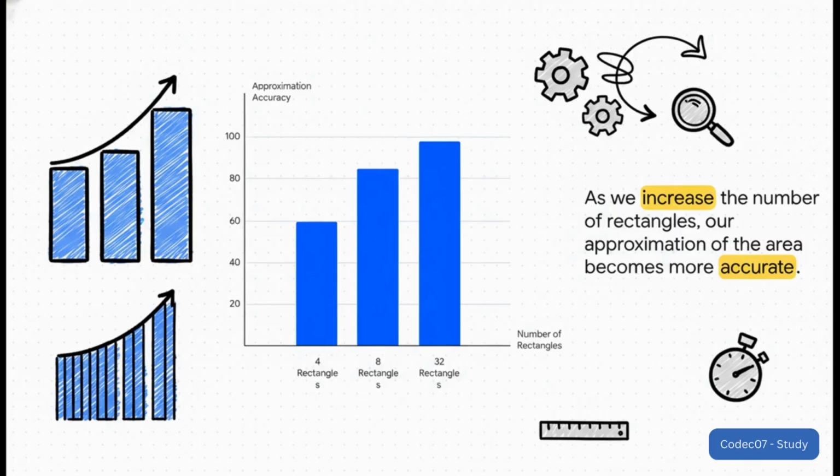But look what happens when we use 8, and then 32. The more rectangles we use, and the skinnier they get, the better they hug that curve. The total area of all those rectangles gets much, much closer to the true area.